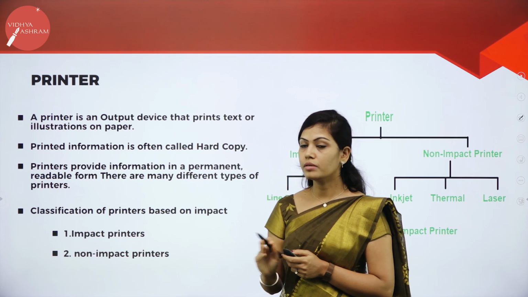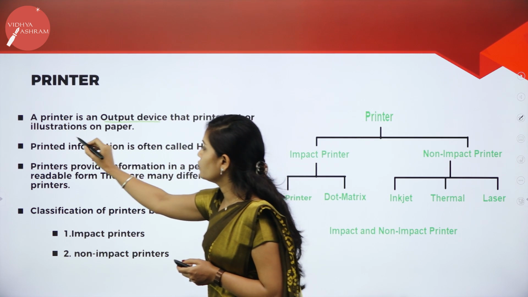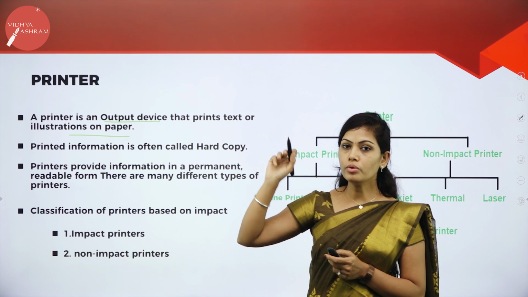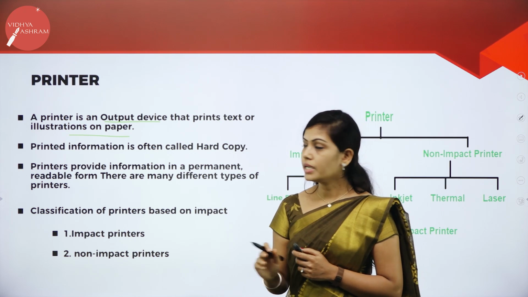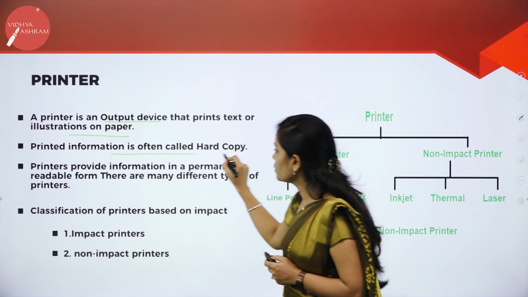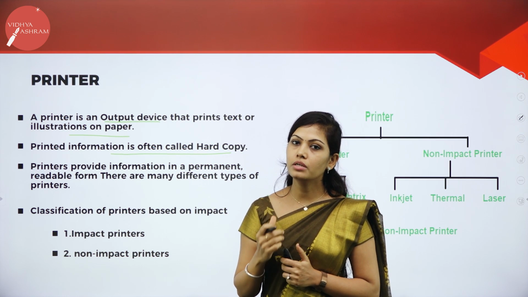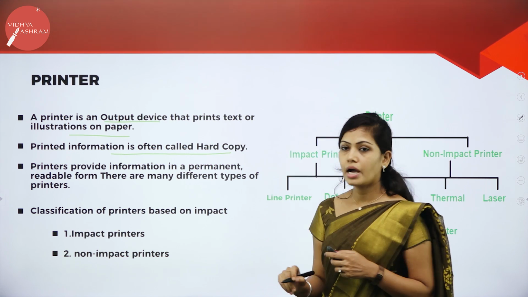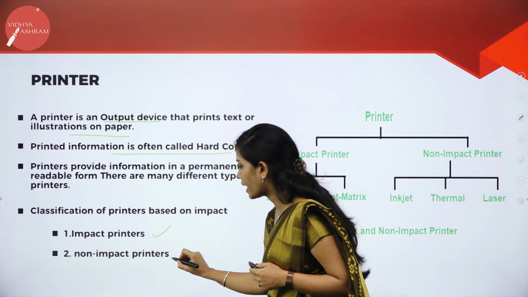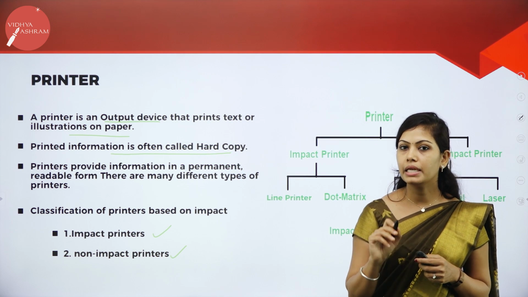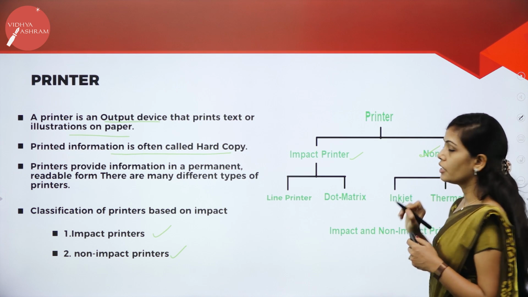What is a printer? Printer is an output device that prints text or illustrations on paper. So we can print documents, images, etc. And the printed information is often called hard copy. So we can take the hard copy of a document using the printer. Printers can be classified into two types, impact printers and non-impact printers.